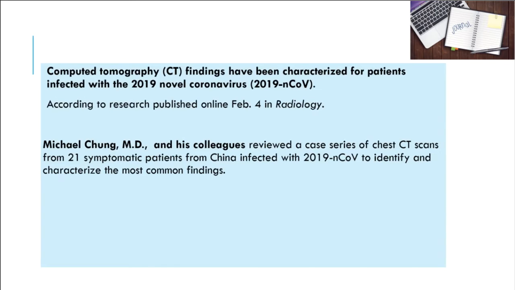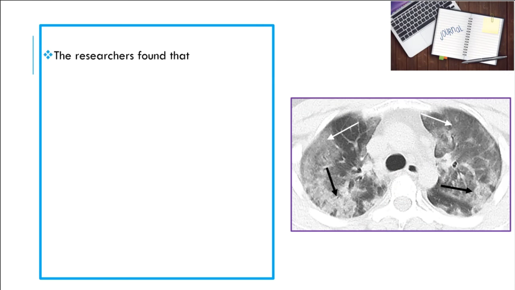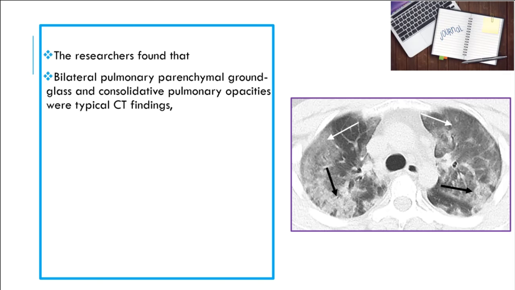Computed tomography, CT, findings have been characterized for patients infected with the 2019 novel coronavirus, 2019 nCoV, according to research published online February 4 in Radiology. Michael Chung, MD, and his colleagues reviewed a case series of chest CT scans from 21 symptomatic patients from China infected with 2019 nCoV to identify and characterize the most common findings. The researchers found that bilateral pulmonary parenchymal ground glass and consolidative pulmonary opacities were typical CT findings.